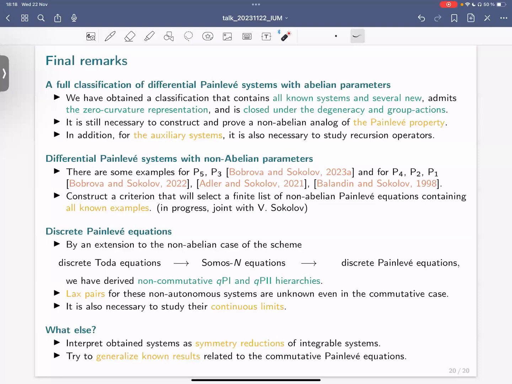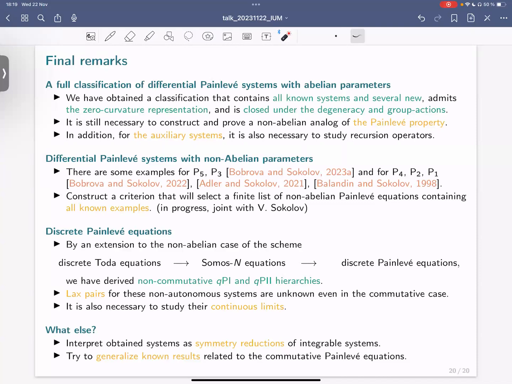But it's still necessary to study a non-Abelian analog of the Painlevé property for these systems, and it's also necessary to study recursion operators for the auxiliary autonomous systems of the Painlevé type, because we just looked at the simplest symmetries of non-Abelian Painlevé equations.